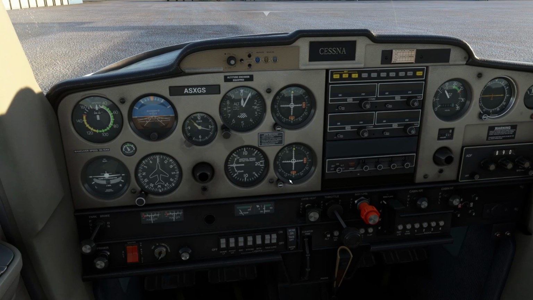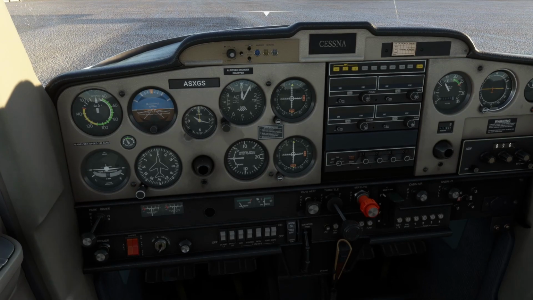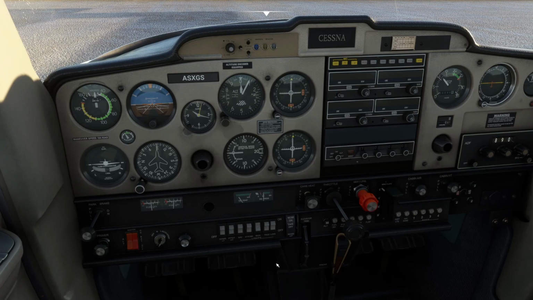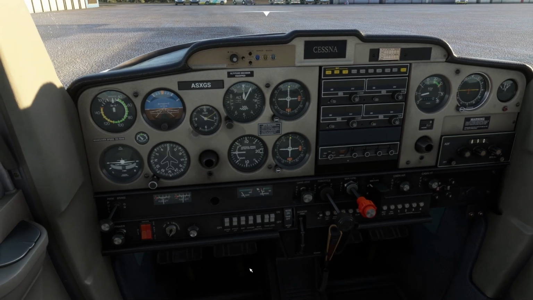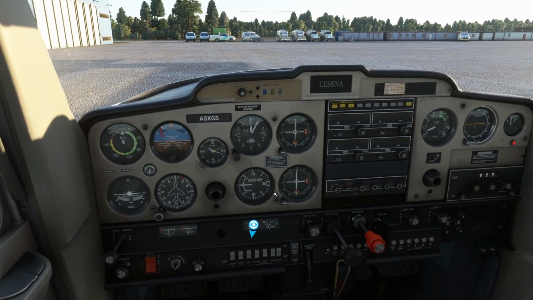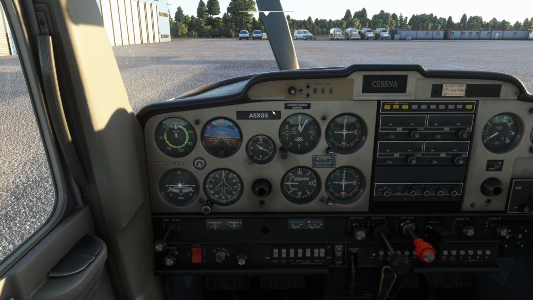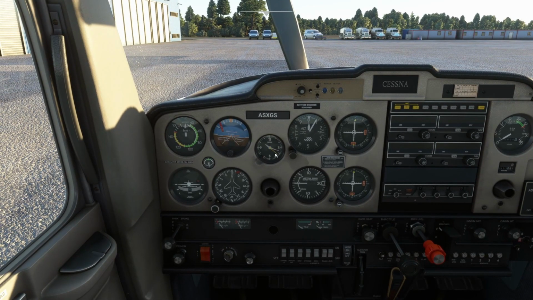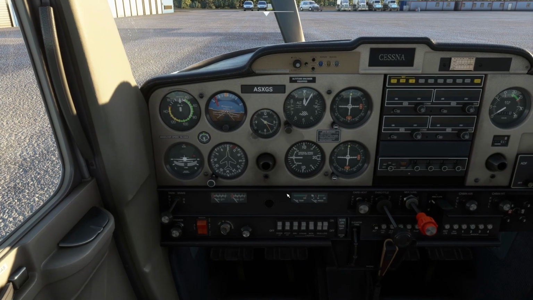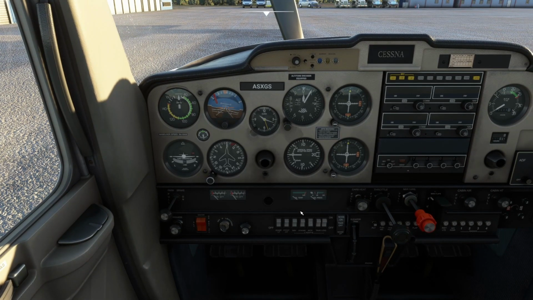We leave our beacon on so that other people still know that we're a live aircraft. And we'll check our mags for a dead cut. So we'll go to left, back to both, right, and back to both. Throttle, wheel close, and then mixture to idle cut off. We'll wait for the engine to stop completely. And once it has, we can turn off the ignition, and then we can turn off our master switches. Once we've done that, we can then turn off our beacon.